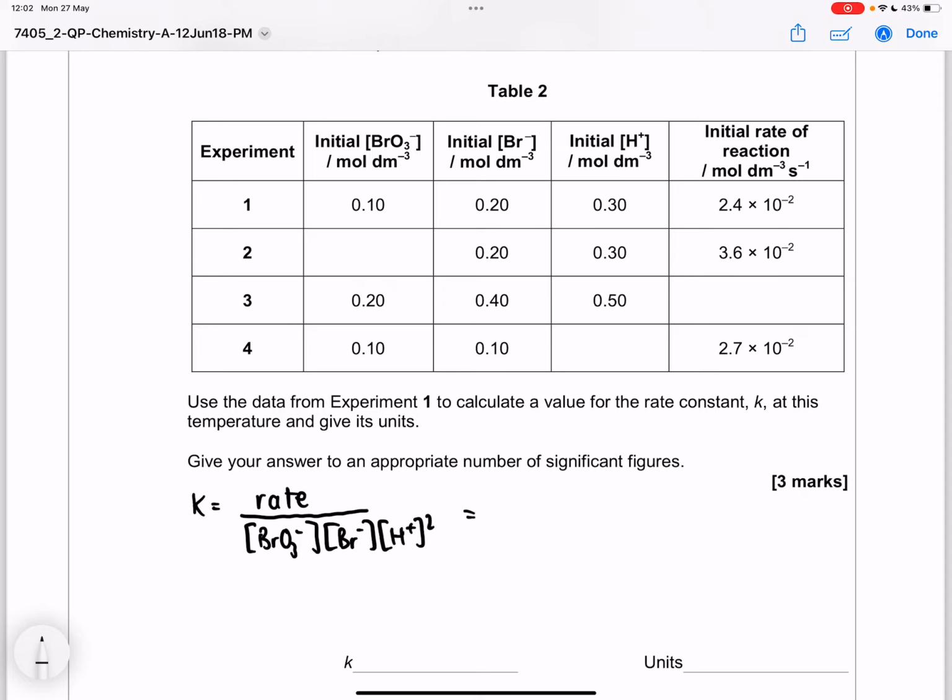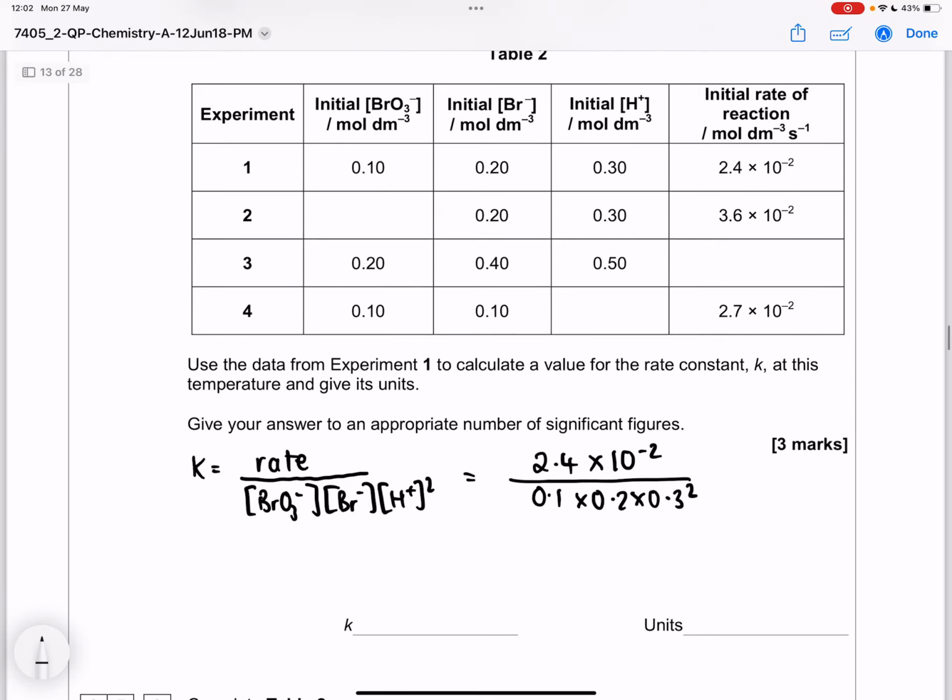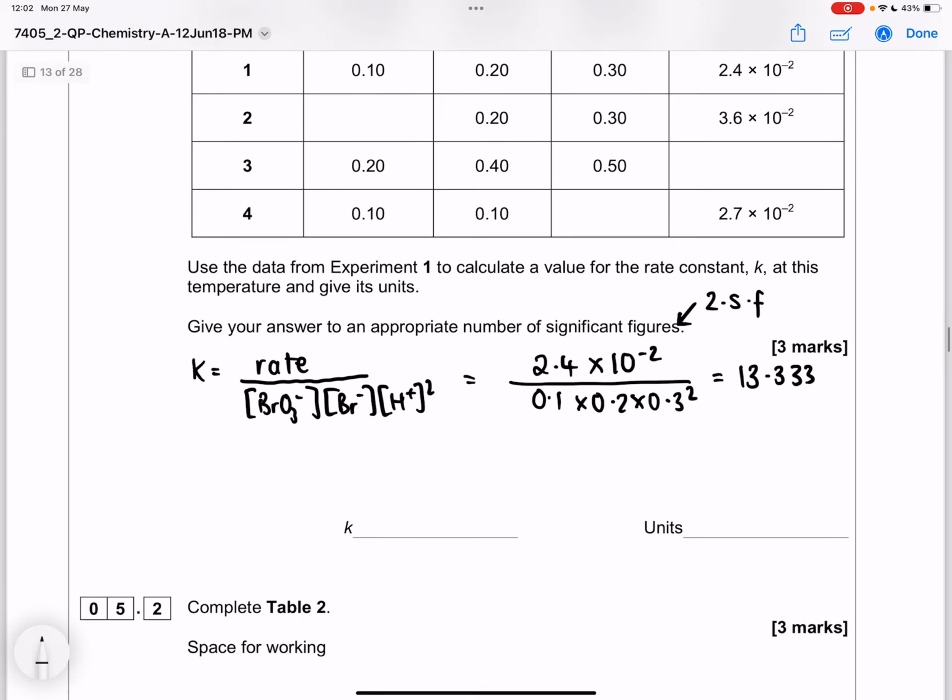And then we sub in some numbers. So 2.4 times 10 to the minus 2 divided by 0.1 times 0.2 times 0.3 squared, H plus squared. We type that in our calculator and it does say to give it to the appropriate significant figures, and the table's given to 2 significant figures. So my calculator says 13.333 recurring, but to 2 significant figures that would be 13.